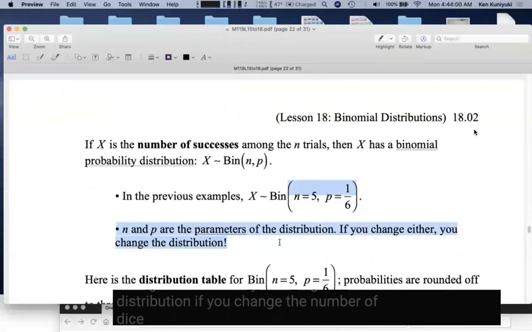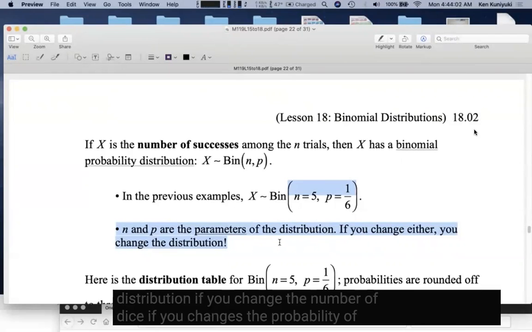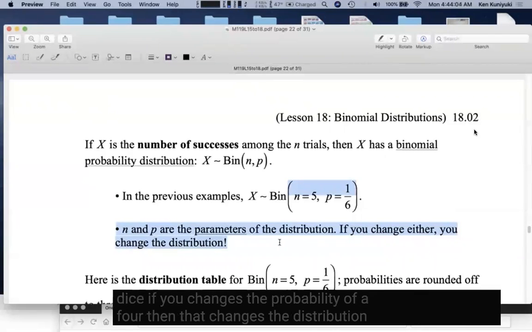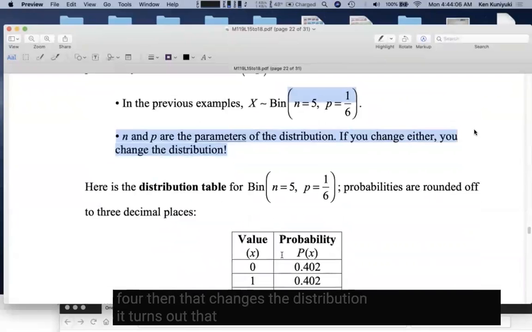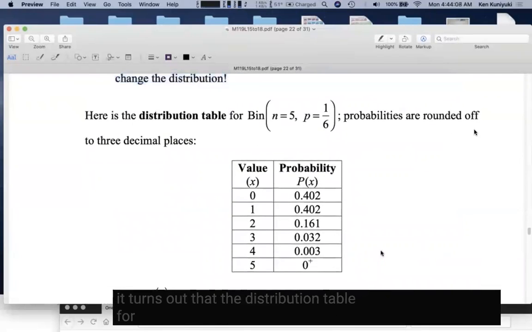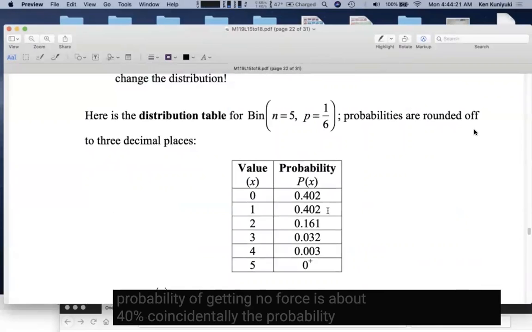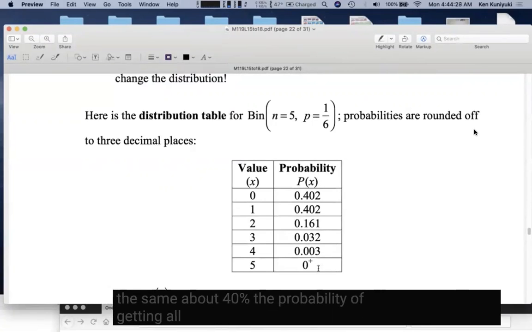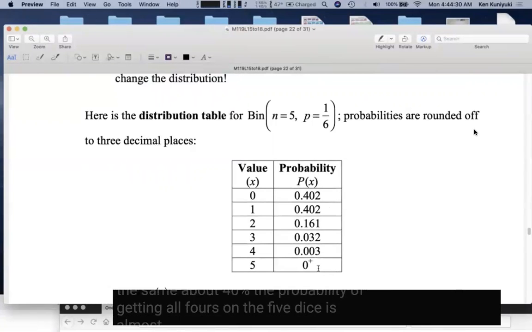If you change the number of dice, or if you change the probability of a 4, then that changes the distribution. It turns out that the distribution table for this binomial distribution is this. Of course, we can get between 0 and 5 4s among the 5 dice. The probability of getting no 4s is about 40%. Coincidentally, the probability of getting 1 four among the 5 dice is the same, about 40%. The probability of getting all 4s on the 5 dice is almost 0.